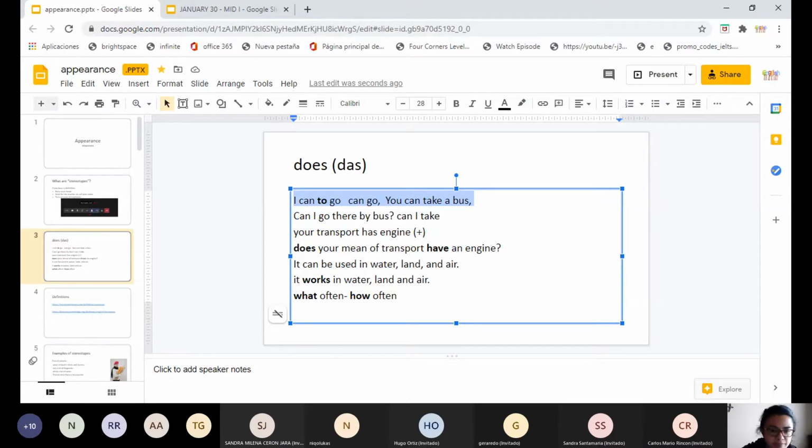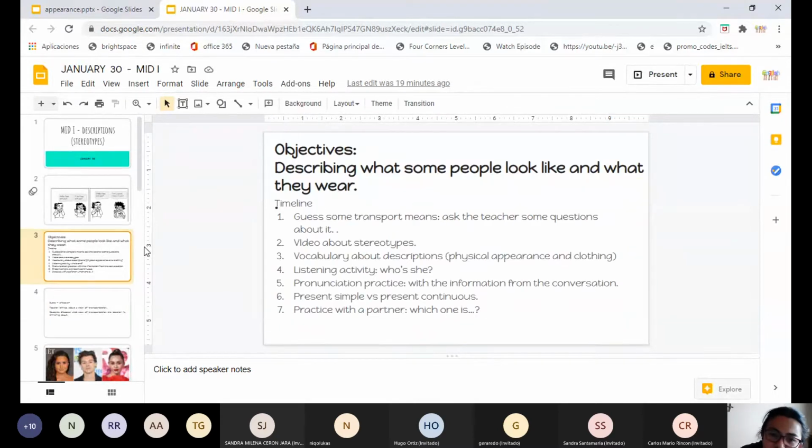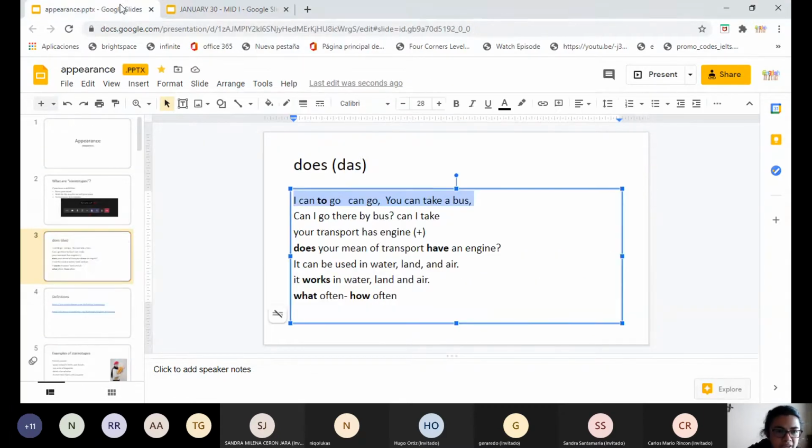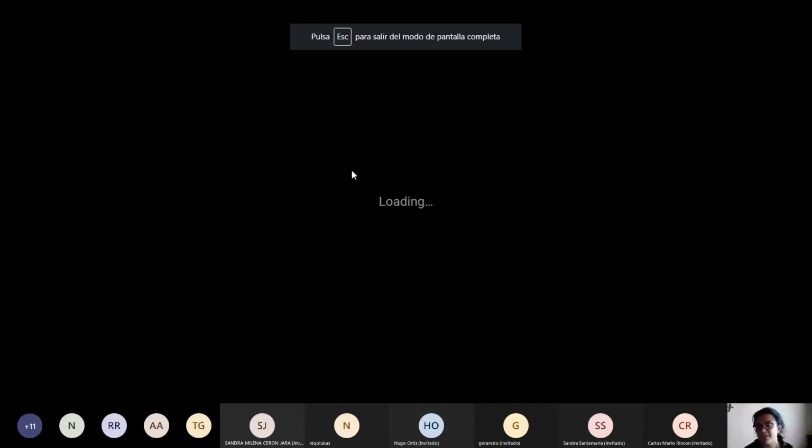All right, guys. No problem. And that's it. So let's move on. We were practicing before with this activity of discovering the mean of transport. Nice questions. So then we're going to check something about appearance.